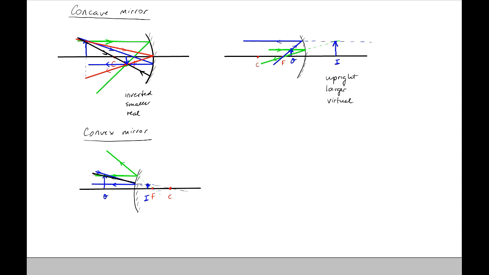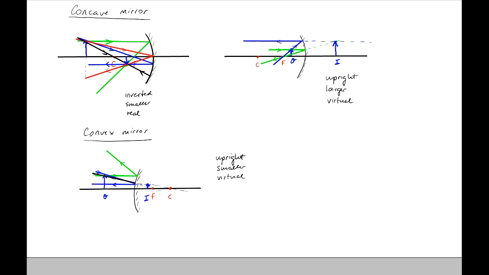So let's see what we can say about the image formed in a convex mirror. It is upright. It is smaller than the object. And it is virtual because it is formed on the wrong side of the mirror.